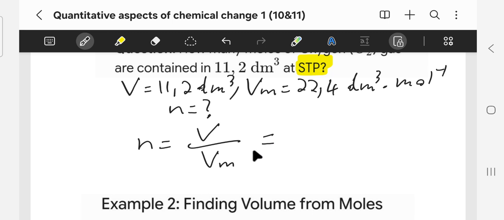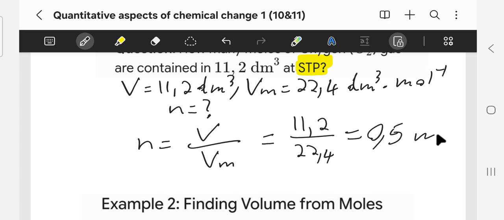Okay, and then we can substitute from here. What is our V? It's 11.2. What is our Vm? It's 22.4, and then press the calculator to find our answer. 11.2 divided by 22.4, and the answer I'm getting is 0.5 moles. So this is our number of moles using this formula. Okay, that's pretty much how you do it. Let's go to the next example.